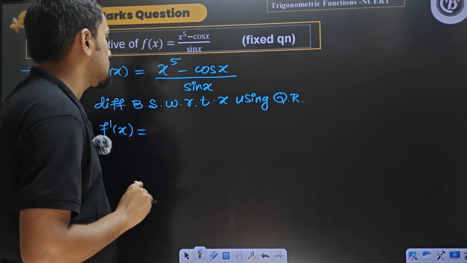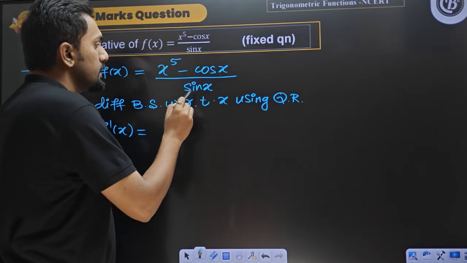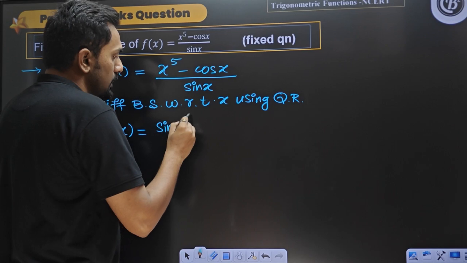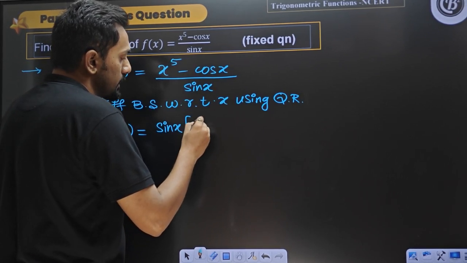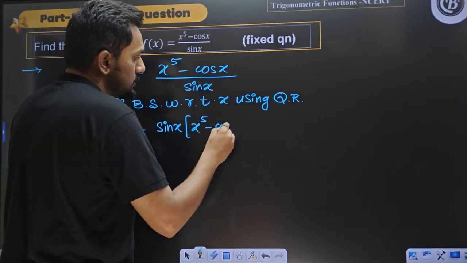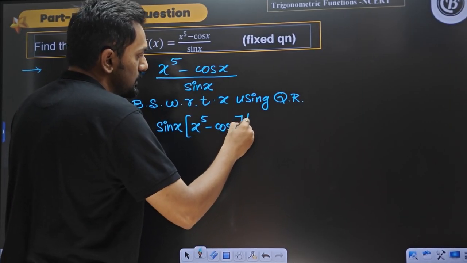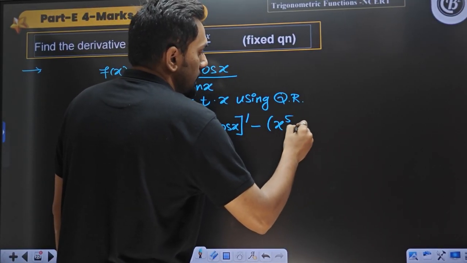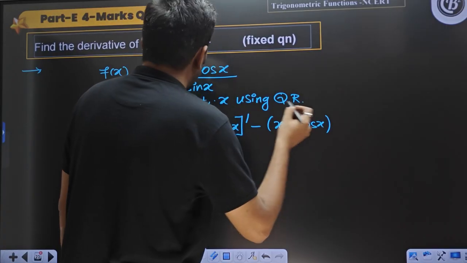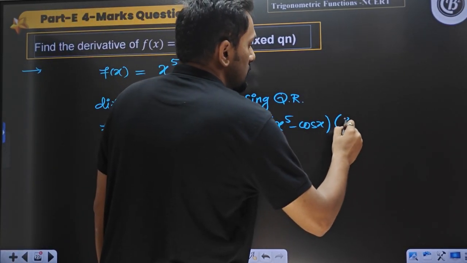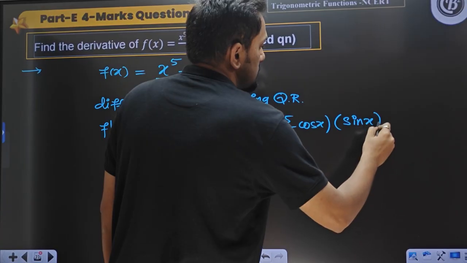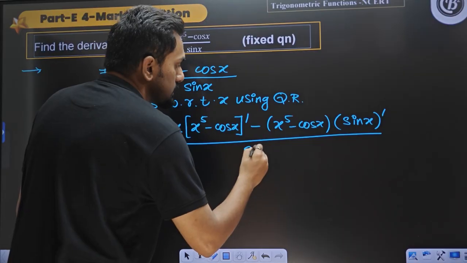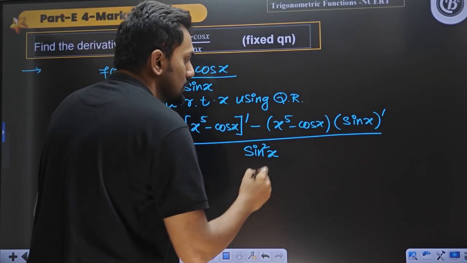The derivative of f of x is denoted by f dash of x. Now we will apply the rule. Denominator as it is, that is sin x as it is, multiplied by the derivative of the numerator, that is x power 5 minus cos x derivative, minus x power 5 minus cos x as it is, into the derivative of the denominator sin x dash, whole divided by the square of the denominator. What is sin x whole square? That is nothing but sin square x.